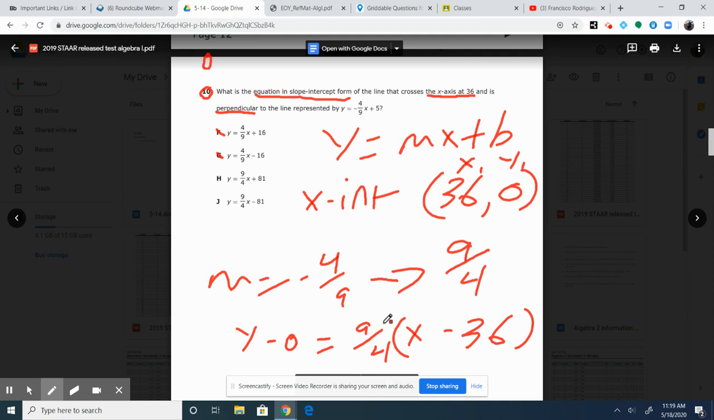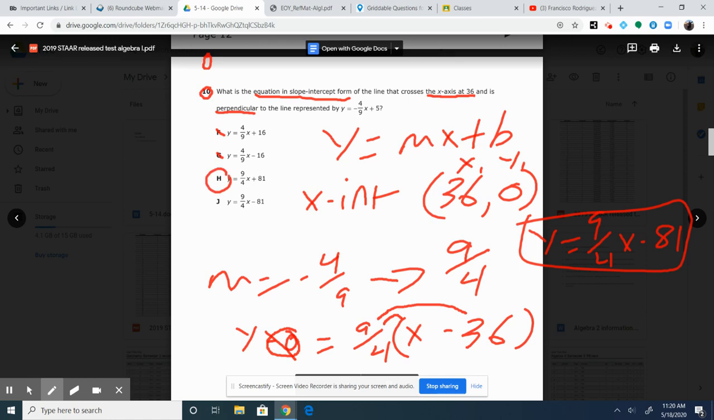So what we're going to do is distribute that 9/4. And now we have, and this -0 actually, since we can't really do anything with that, that just goes away. So y is equal to 9/4x, and -36 times 9/4 will give us -81. Therefore, our answer should be not H, should actually be J.